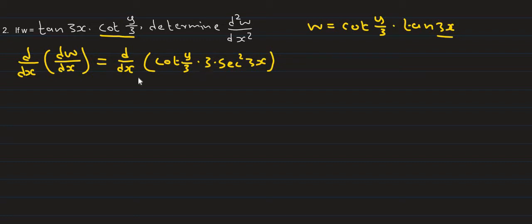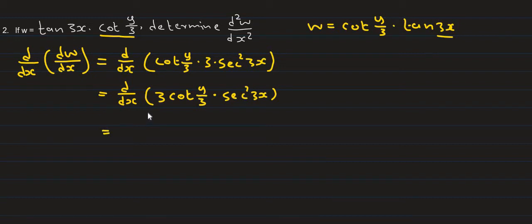We are happy. I can use d over dx. We are going to have a constant, and x. Sec squared 3x. So differentiate with respect to x.